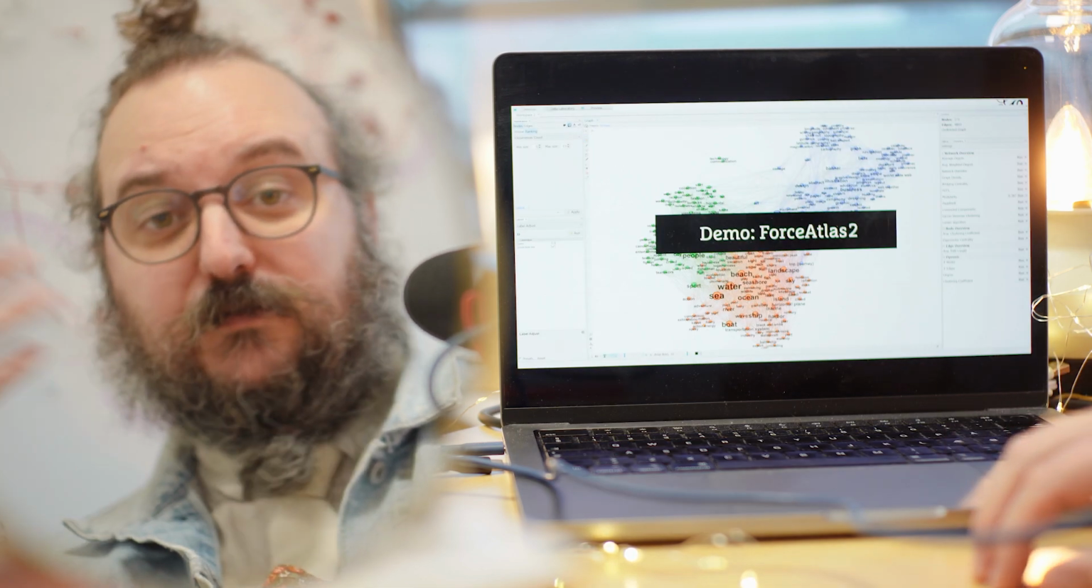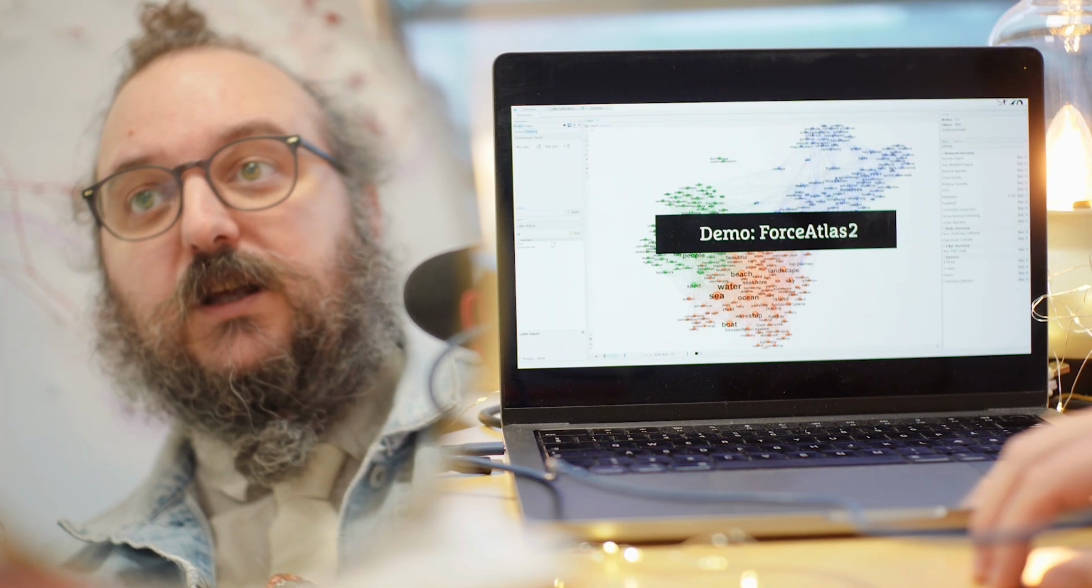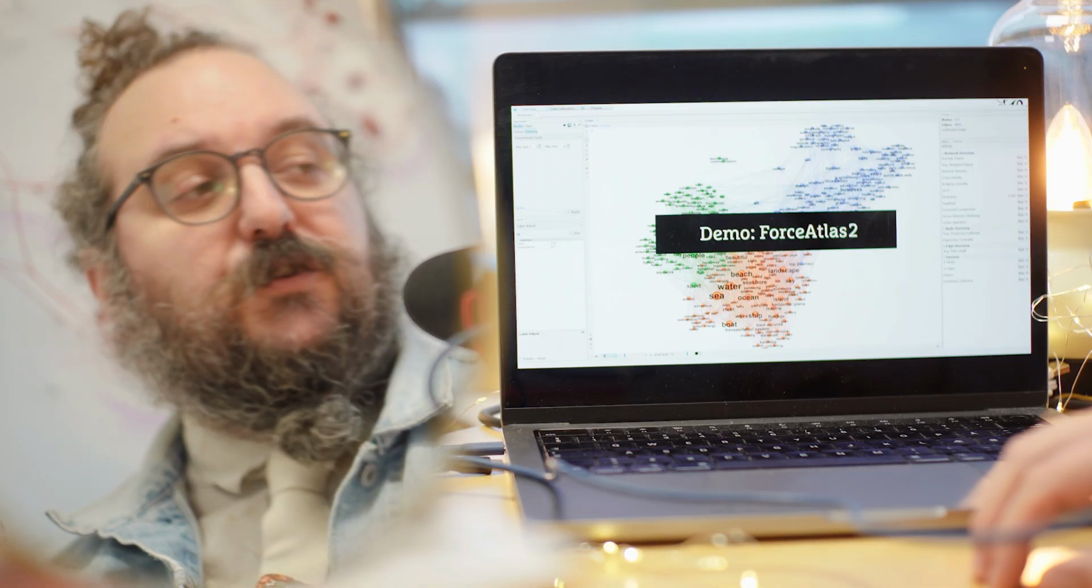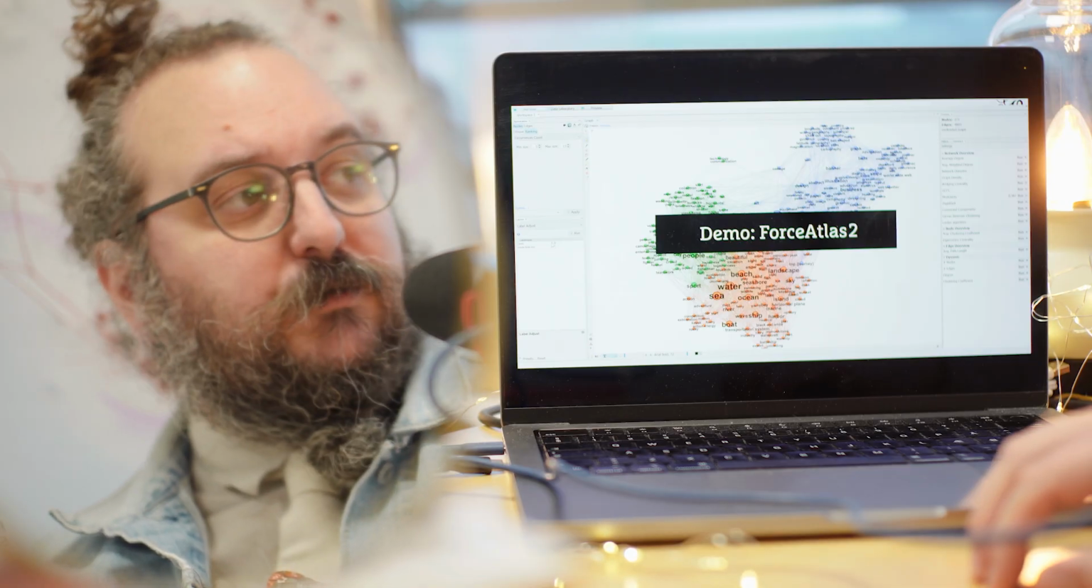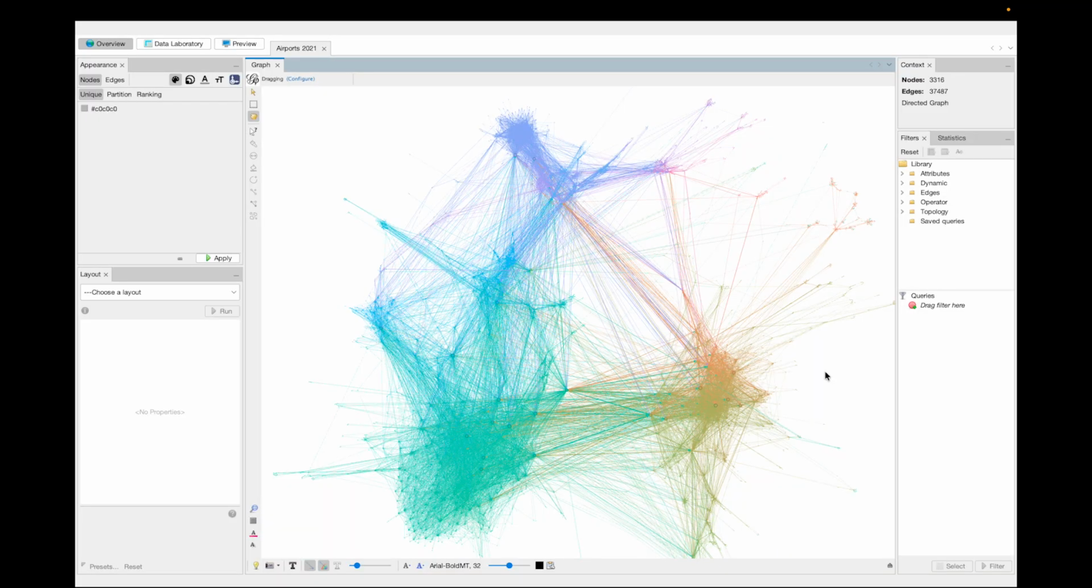You have to run the numeric simulation to get an answer. And this means that it depends on the starting position. Let me show you now what it looks like. So we are now in Gephi, a software for visualizing networks. And we have opened a network where the layout has already been computed.